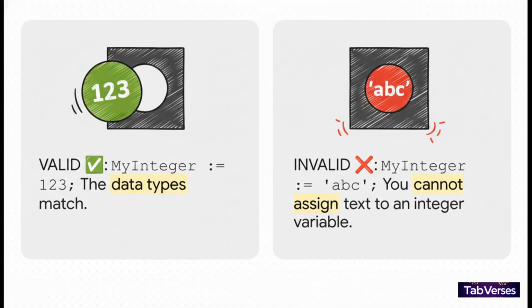On the left, putting the number 123 into an integer variable, totally fine, that works. But on the right, trying to stuff the text ABC into that same integer variable, nope, not going to happen. AL will flag that as an error before you can even run the code. It's the classic square peg in a round hole problem.